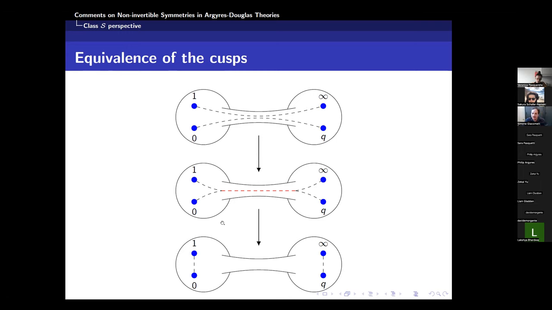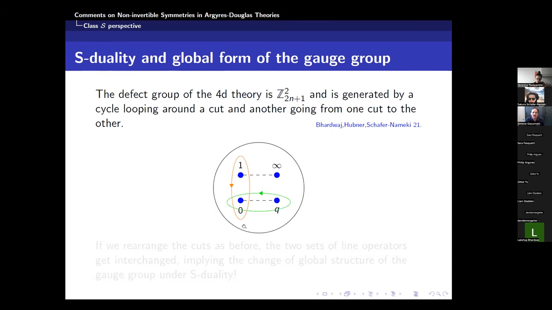So we end exactly with the same situation as before. And in the degeneration limit, we get two spheres with one cut on each side. So again, from this, we can recover an SL(2,Z) S-duality. Okay, now let's consider in more detail how these S-duality transformations act on the global structure of the gauge group.